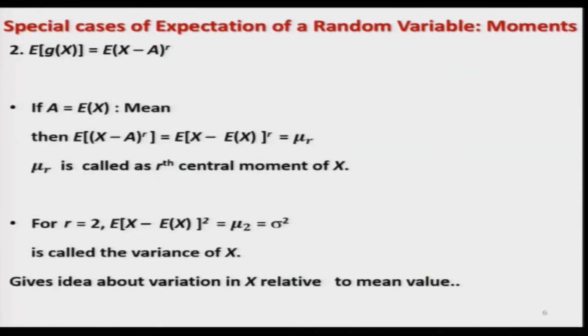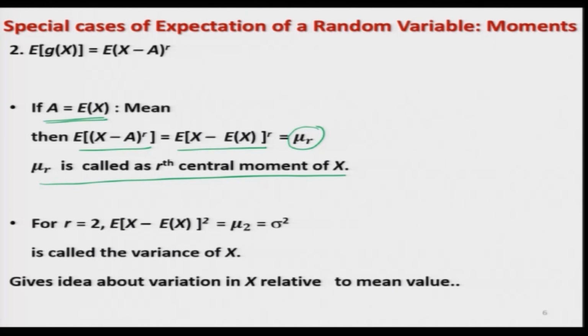And now, if you choose special values for this A, then we get different types of quantities which are very useful in data science and help us a lot in describing the behavior of the data. For example, if I take a equal to the expected value of x, that is the mean of x, then the expected value of (x minus a) raised to the power r becomes the expected value of (x minus mean) raised to the power r, and this is indicated by mu r. This mu r is called the rth central moment of x. Central moment means you are trying to measure the moments around the mean, that is all.